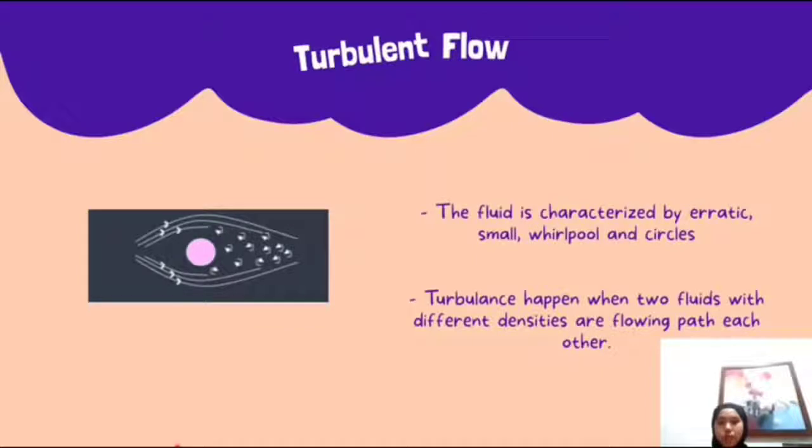Next, turbulent flow. The fluid is characterized by erratic, small whirlpools and circles. Turbulence happens when two fluids with different densities are flowing past each other. For example, cigarette smoke. This is how turbulent flow looks.